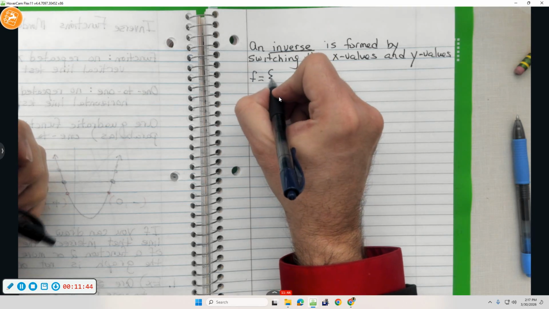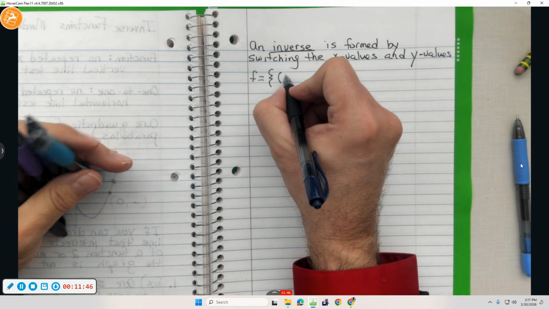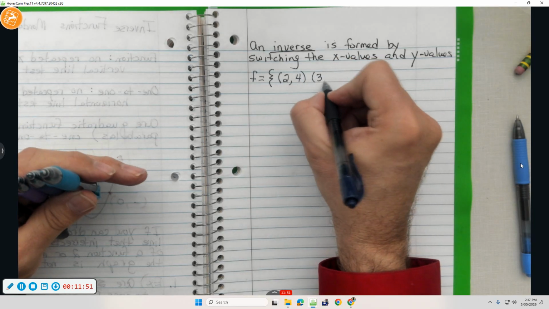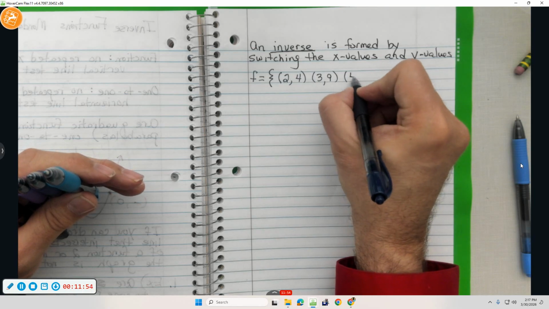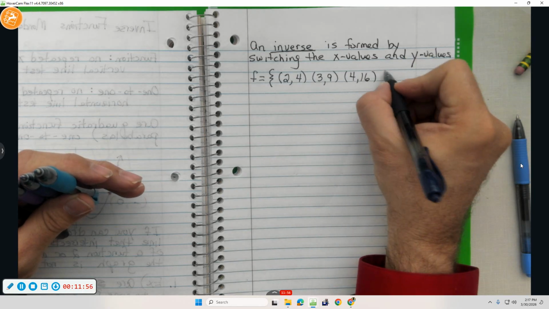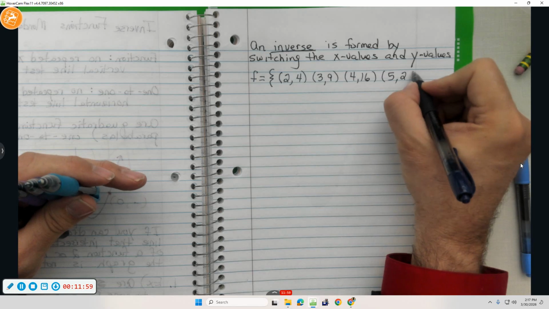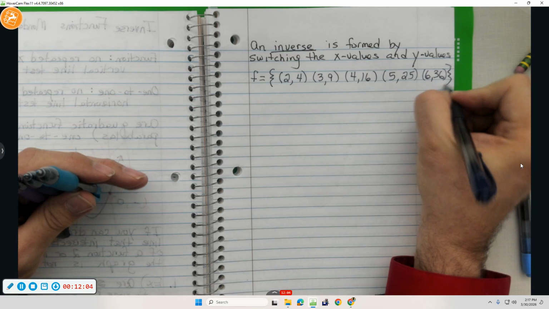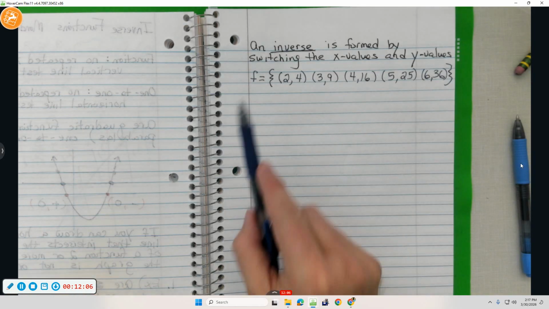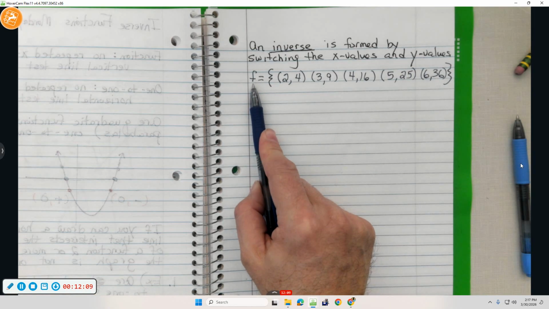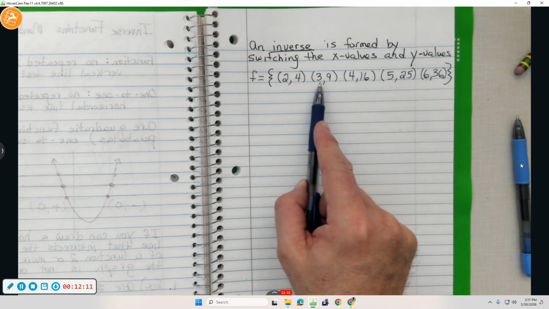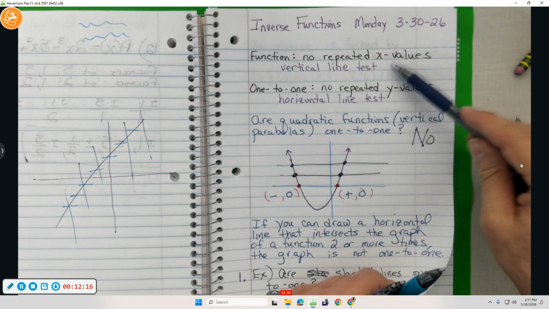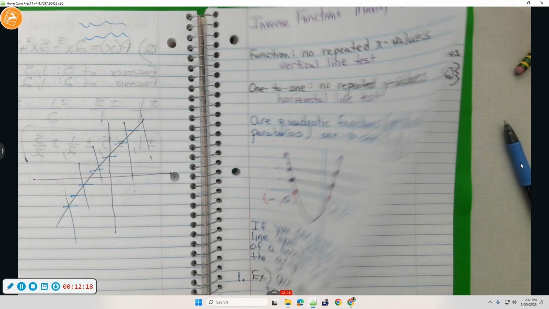For instance, let's suppose we have this function. I'm writing out a little function: 2, 4; 3, 9; 4, 16; 5, 25; 6, 36. And I've labeled this as f, so it's a function, and hopefully you agree it's a function. None of the x values are being repeated. Remember we said with functions you can have no repeated x values.